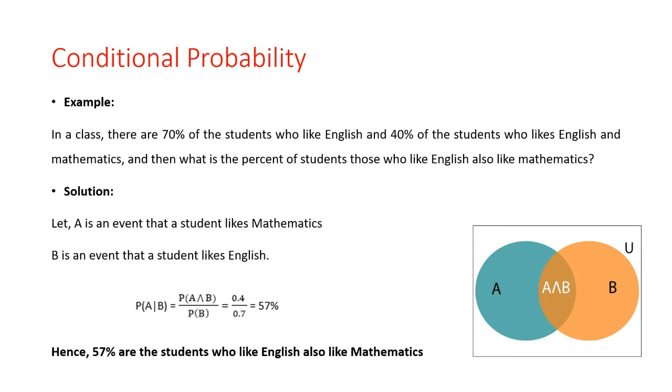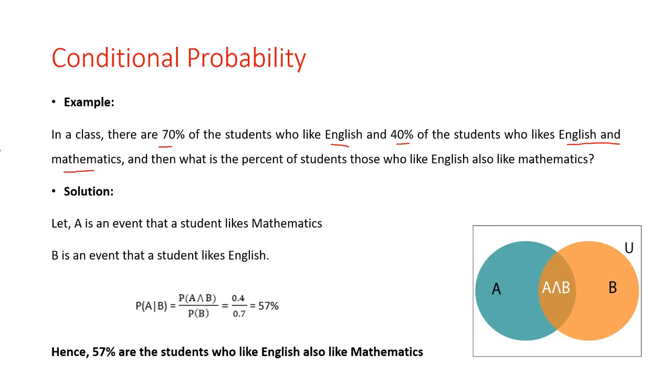See here, there is one example. In a class, 70% of students like English and 40% of students like English and mathematics. Then what is the percent of students who like English and also like mathematics? So this is our example.